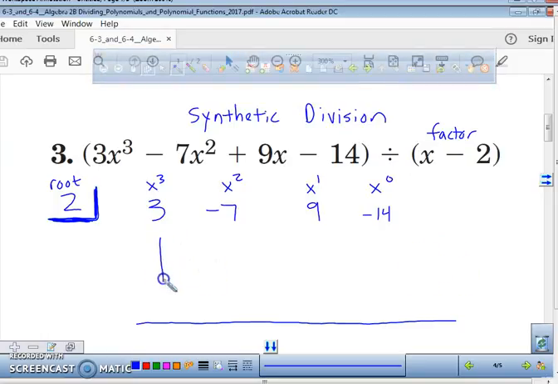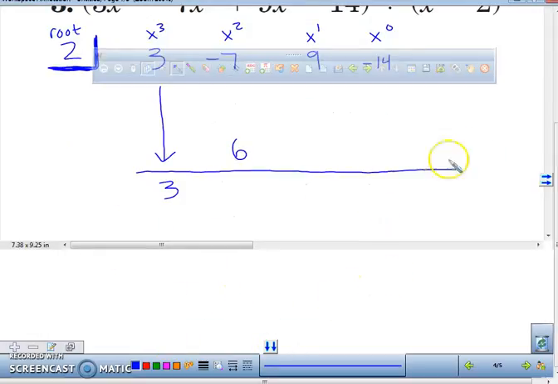So the first step is just bring down the number 3. That's it. Pretty easy. Then you're going to take the 3 and multiply it by the 2 and put a 6 right there. So what I did, I brought down the 3, multiplied the 3 times the 2, got a 6. So far, so good?